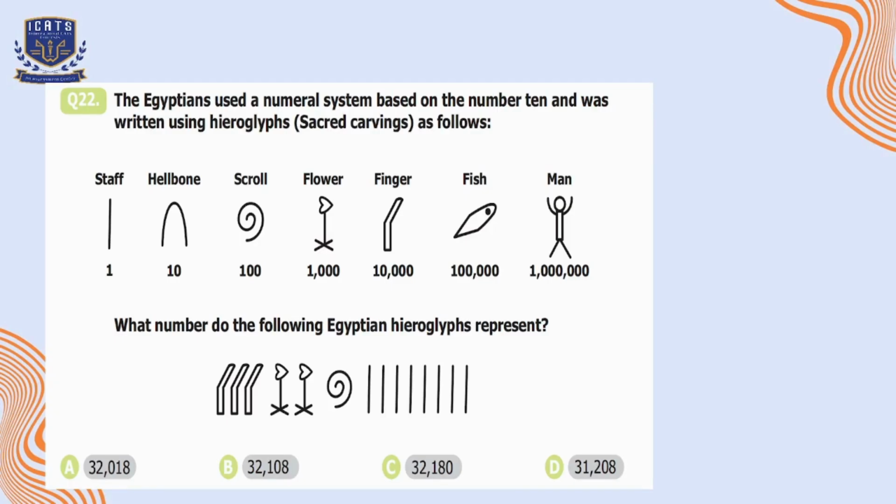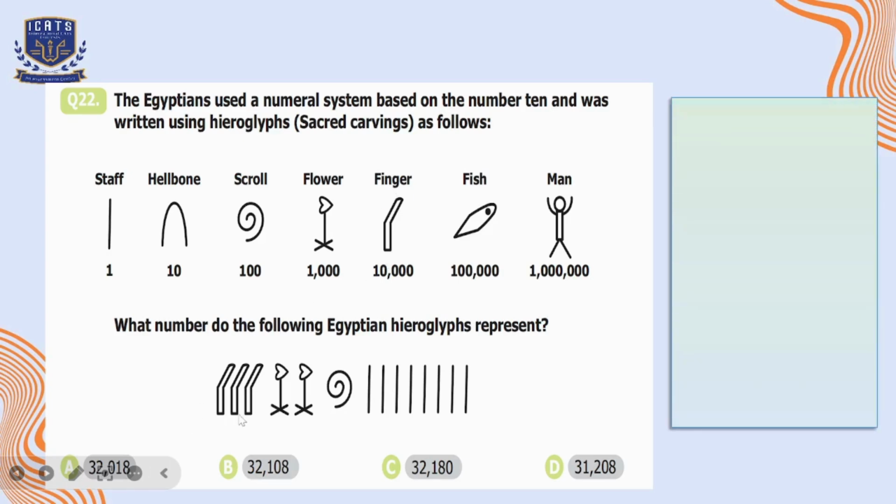Question number 22. The Egyptians used a numeral system based on the number 10 and was written using hieroglyphs, sacred carvings as follows. What number do the following Egyptian hieroglyphs represent? So here we can see that each finger is of 10,000 and there are 3 such fingers, so the total is 30,000. Then we have these 2 flowers, each flower is of 1,000, and as there are 2 flowers, the total is 2,000. Then for the scroll we will write 100, and then one staff is of 1. So as there are 8 staffs, we will write 8 over here.